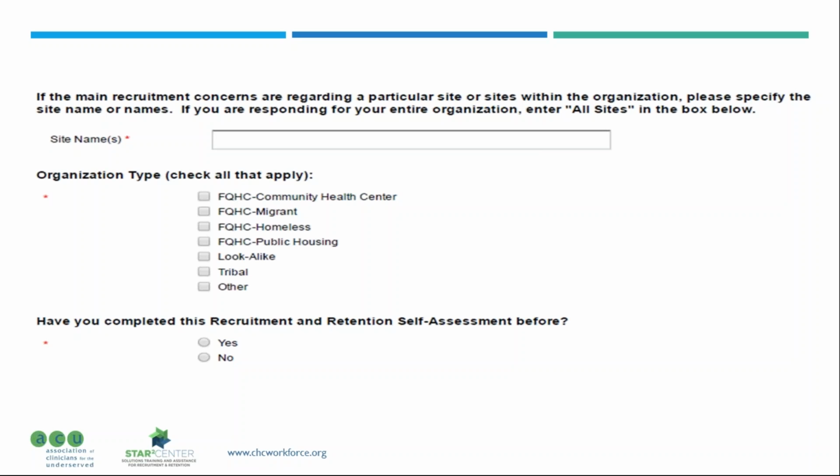So we also ask whether or not you've completed the assessment before. One reason is you may complete it now, and then 6 months from now you may do it again. And we'd like to know to look for more than one assessment so that we can see the progress.